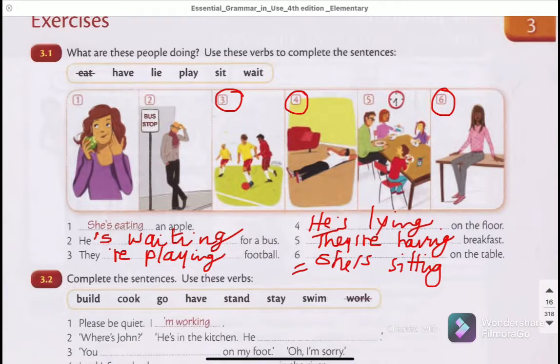So let's read the sentences together. Number 1, she's eating an apple. Number 2, he's waiting for a bus. Number 3, they are playing football. Number 4, he's lying on the floor. Number 5, they are having breakfast. And number 6, she's sitting on the table.